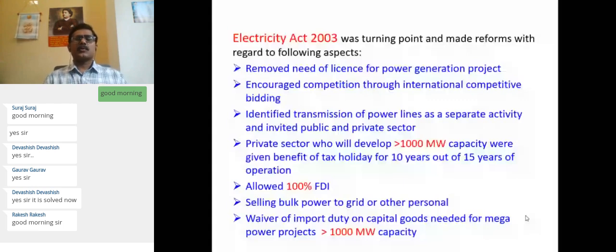Then the waiver of the import duty on the capital goods needed for the mega power projects which have capacities of more than 1000 megawatt.